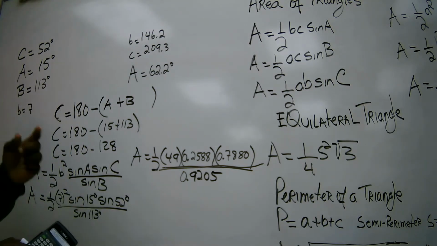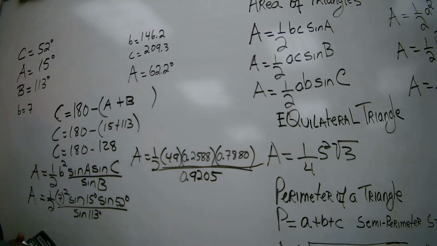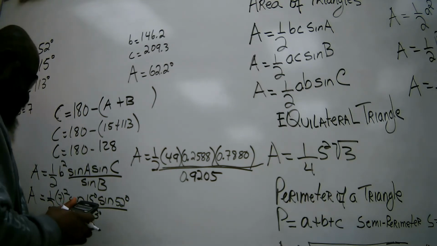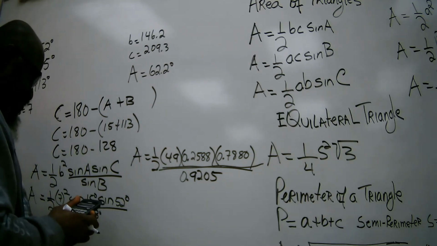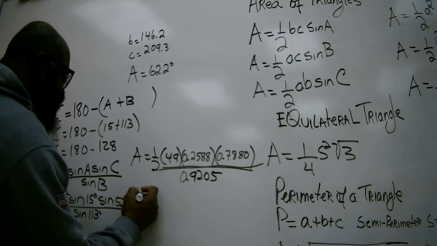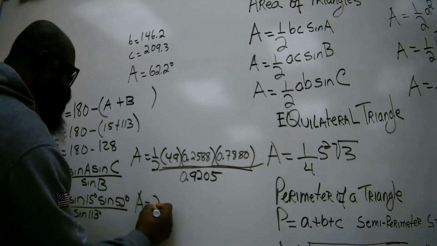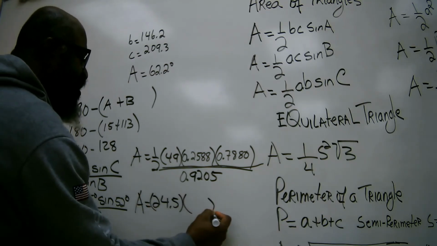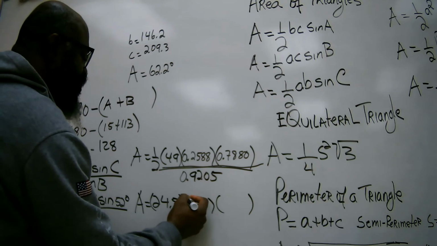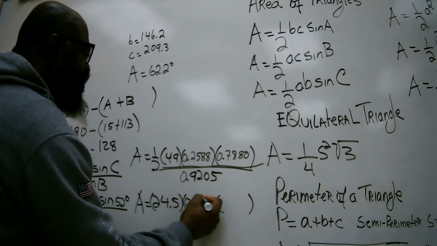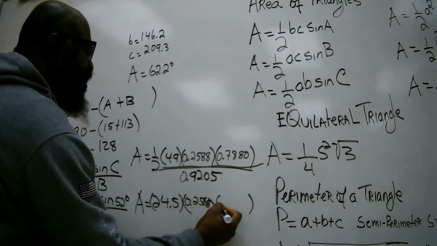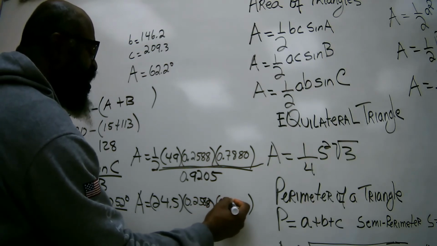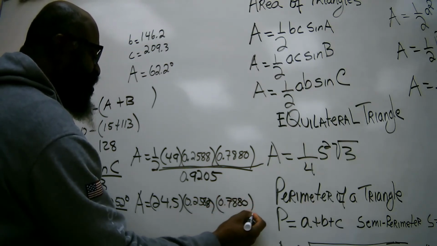Now we're going to compute the numerator. So we can do half of 49 first. You take 49 and divide by 2, which should be 24.5. So you will have 24.5, and you're going to multiply it by those two numbers, and we're going to divide that by this.